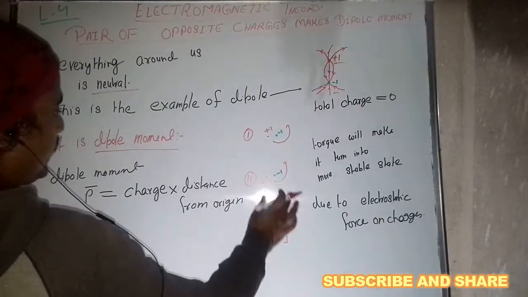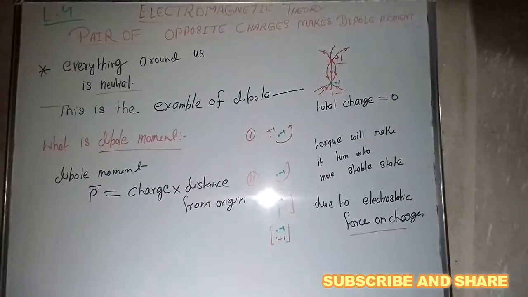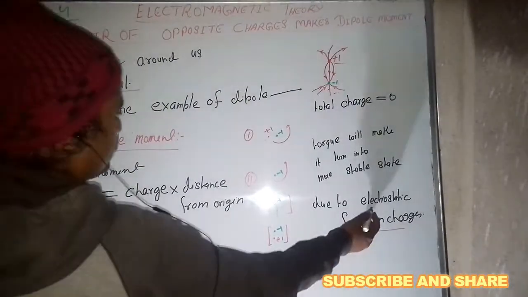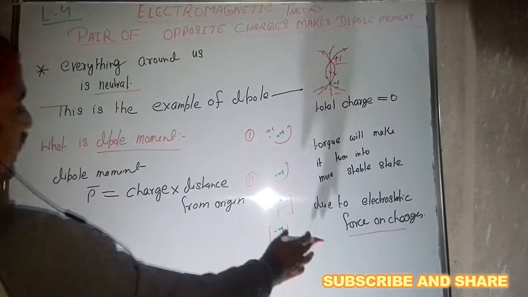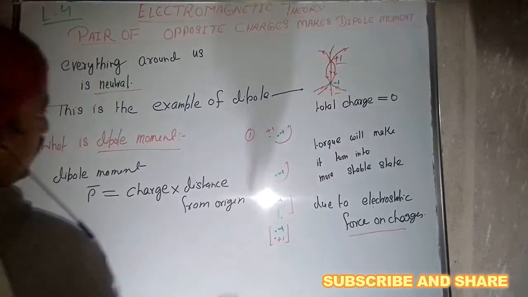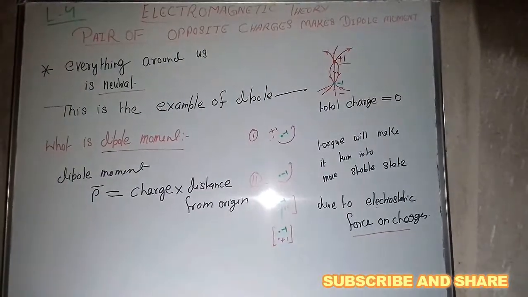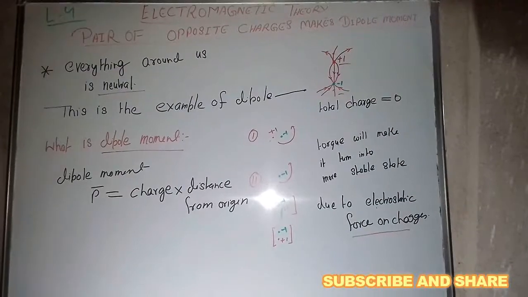Because we know that there is an electrostatic force between the charges. This electrostatic force exerts torque on the dipole, and it will create the dipole moment.